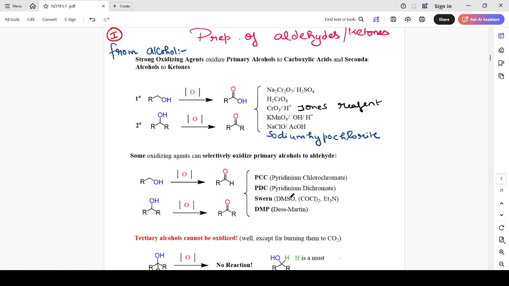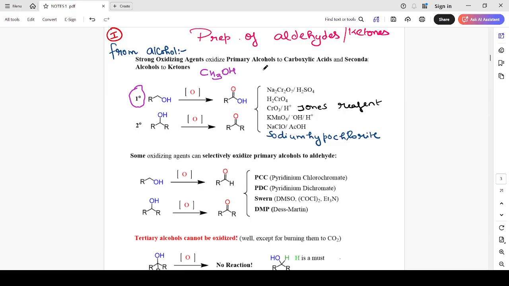We are starting with the preparations of aldehydes and ketones. Number one, we start preparing it from the primary alcohol. What do I mean by primary alcohol? Methanol. Is this a primary alcohol?